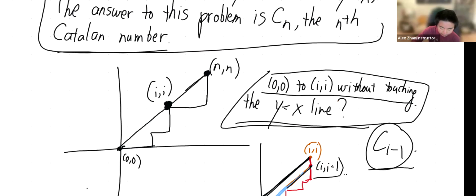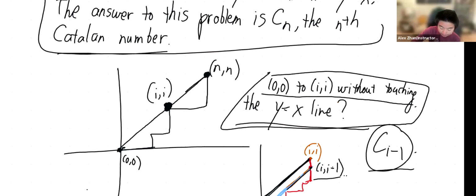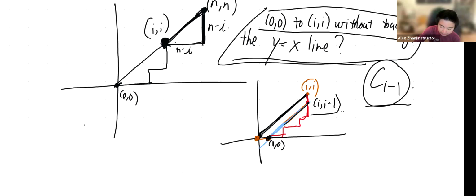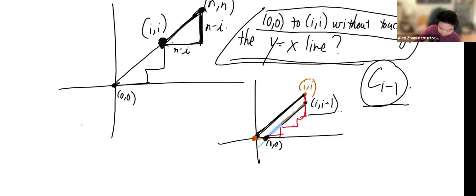Meanwhile, let's talk about the number of ways to go from (i,i) to (n,n). This is a triangle whose two legs are length n minus i. The number of ways to go from (i,i) to (n,n) while not crossing over this line is just going to be the Catalan number C_{n-i}. So in this case, the number of cases is C_{i-1} times C_{n-i}.